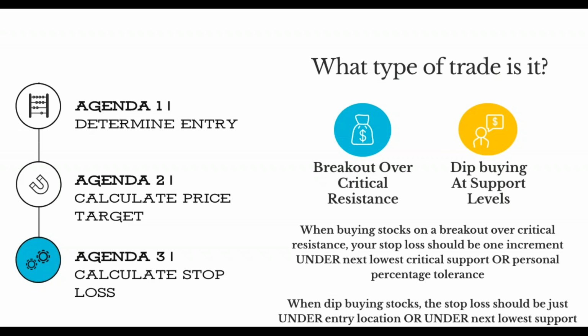When dip buying stocks, the stop loss goes under that next previous support level, just one tick under it. Again, on that dip buying, you're expecting a bounce on that support level right under the support level you bought it at.